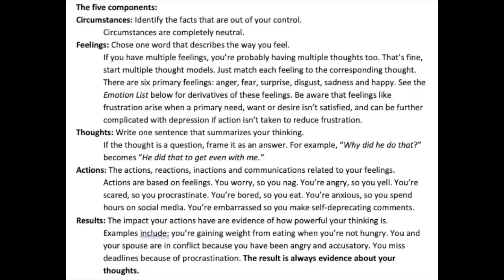So there are 5 components to our thought models, and you can download the file below this video and follow along. I've just screenshotted it so you can see it in this video also. The 5 components are circumstance, feelings, thoughts, the actions you're taking because of those feelings and thoughts, and then the results. The circumstance is always neutral. So you're not using emotional words to describe that.